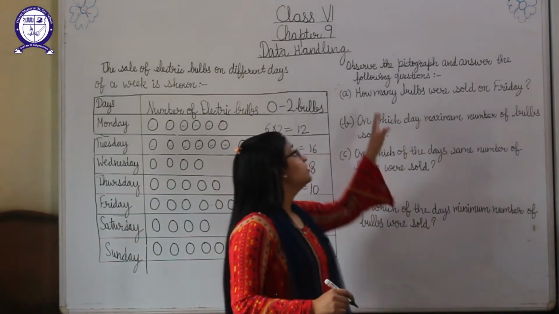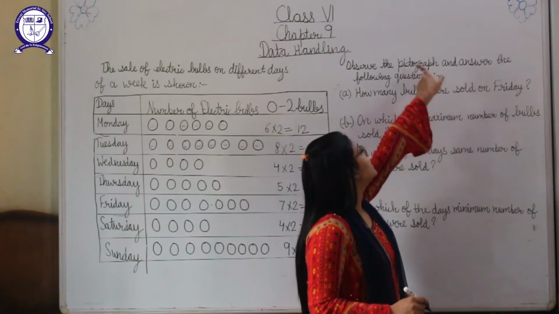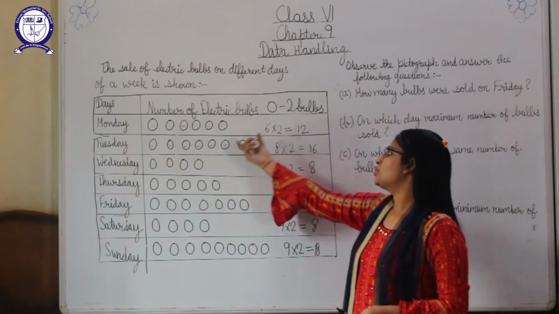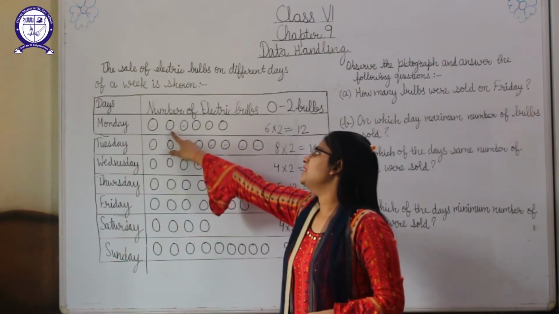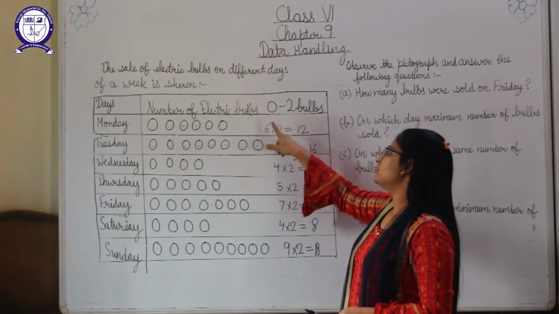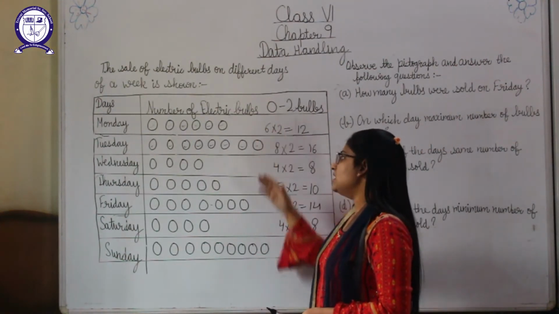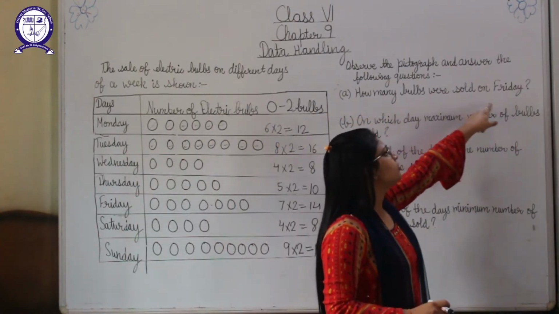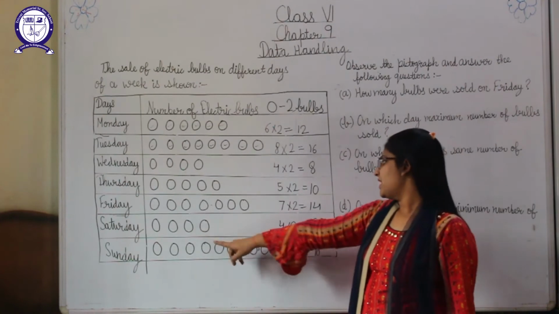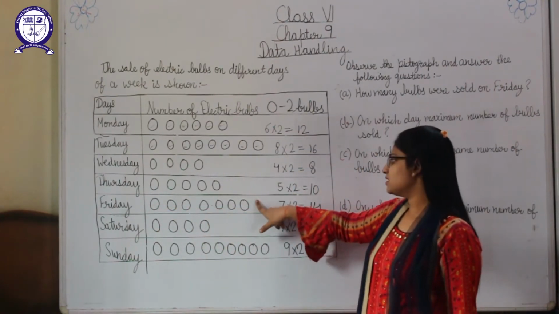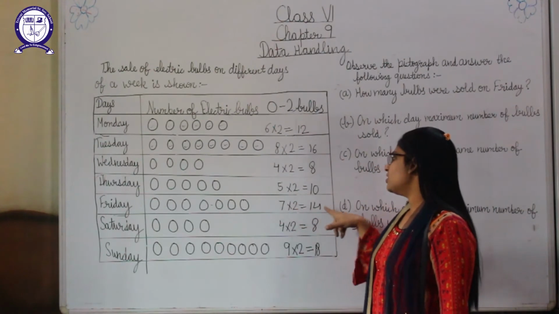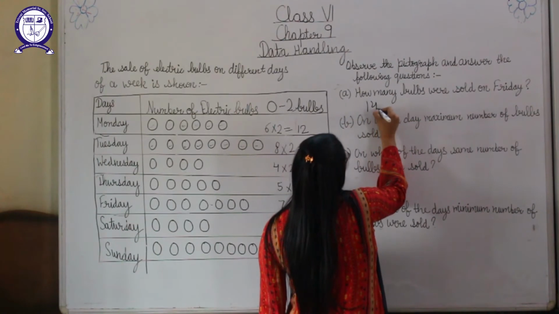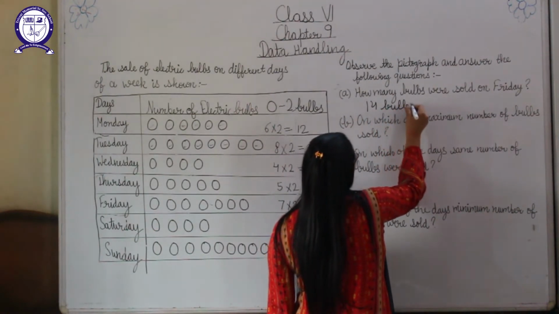Now the questions here are: observe the pictograph and answer the following questions. This is the pictograph, and we have also written in numbers that if in this pictograph each circle shows 2 bulbs, then how many bulbs were sold on each day of the week. First question is how many bulbs were sold on Friday. For Friday, 7 circles, and 7 circles means 7 twos are 14 bulbs. So we will write here the answer, 14 bulbs.